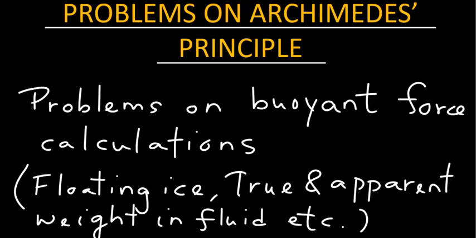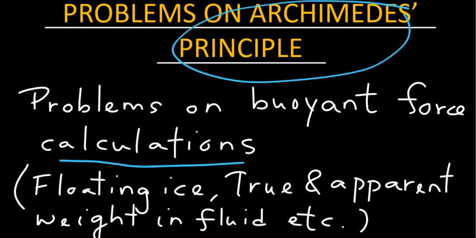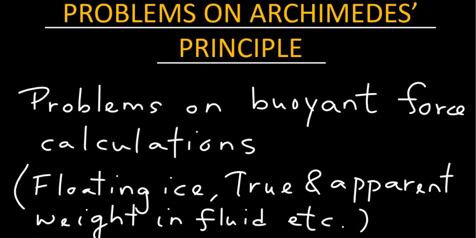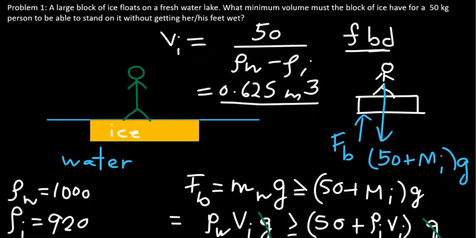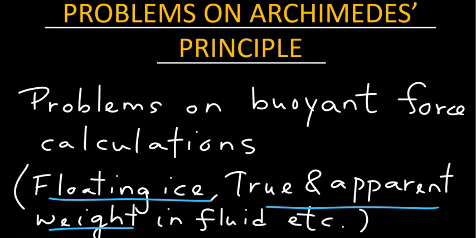In this video, we will discuss a few problems on Archimedes' principle. In particular, we will show you how to solve problems on buoyant force calculations using Archimedes' principle. We will look at problems of calculating buoyant force and other parameters that are dependent on it for systems such as floating ice block. We'll also look at a problem that relates true and apparent weight of an object in a fluid to the buoyant force that acts on the object.